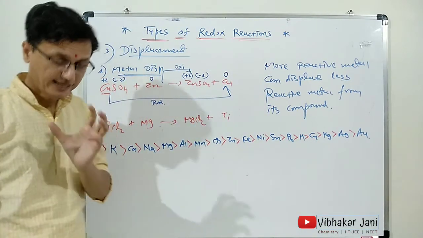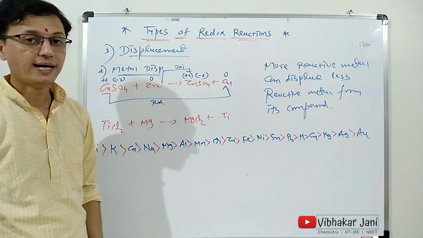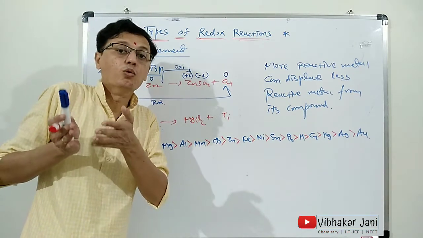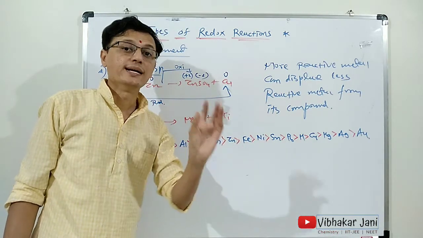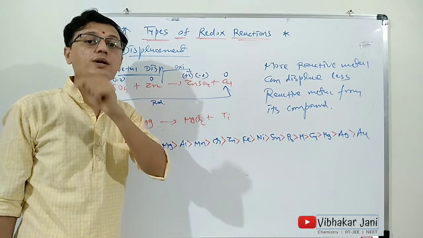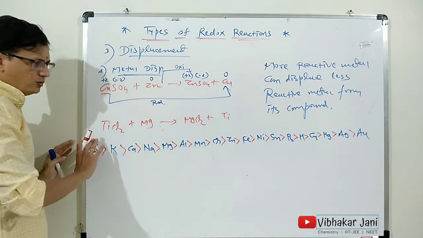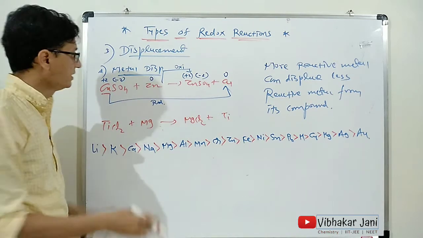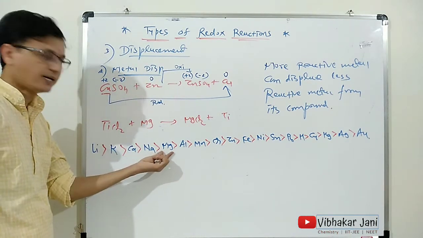But if I write ZnSO4 plus Cu, then no reaction will occur. Why? Because ZnSO4, which contains zinc, is more reactive than copper. That means copper is less reactive. So less reactive metal is not able to displace more reactive metal from its compound. So if you remember this series, it will be helpful to you to answer such kind of questions. Magnesium is the most reactive.